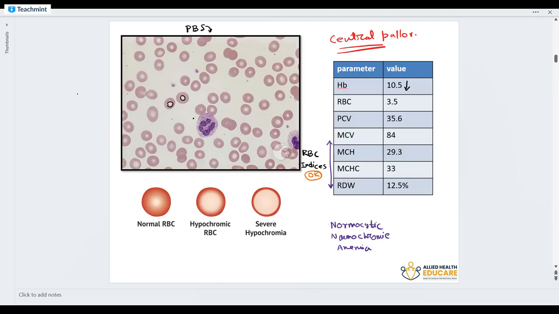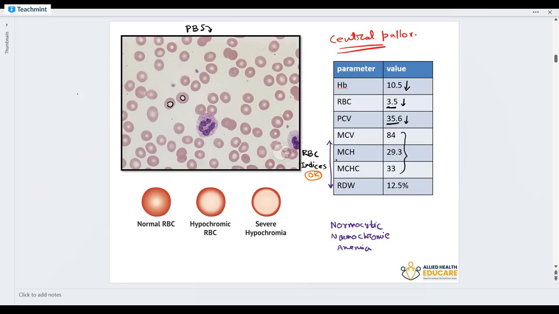The main problem in this blood picture is that the RBC count is low. RBC count is 3.5 million. So it is absolutely a low count of RBC. But if we see the RBC indices, MCV, MCH, MCHC, these three parameters are absolutely normal. PCV is also low. If RBC count is low, then it is obvious that PCV will also be low, and hemoglobin is also low, that is 10.5, that is less than 13. But the interesting thing is MCV, MCH, and MCHC are absolutely normal.